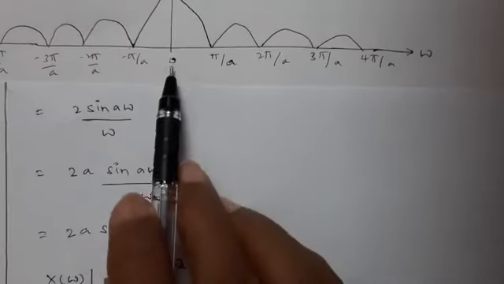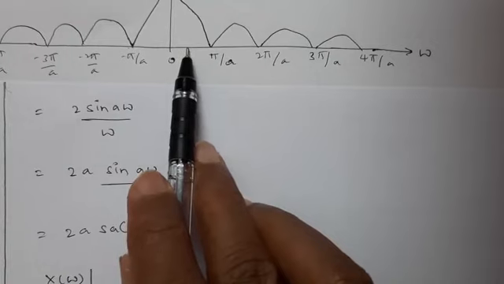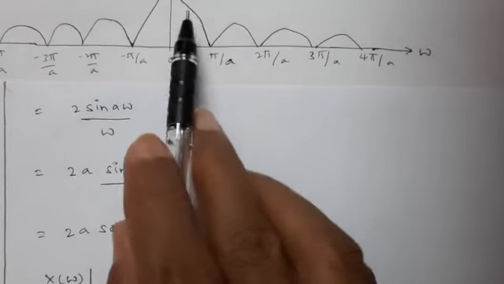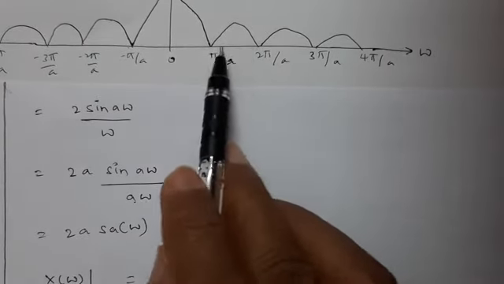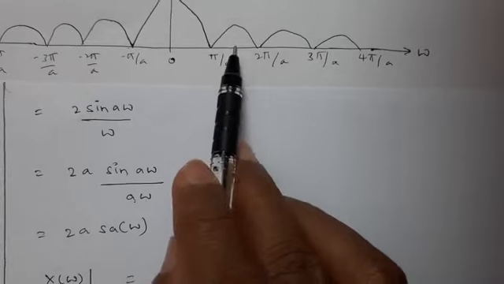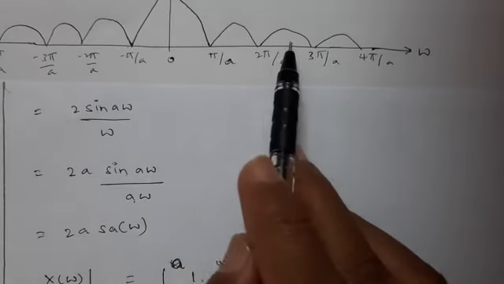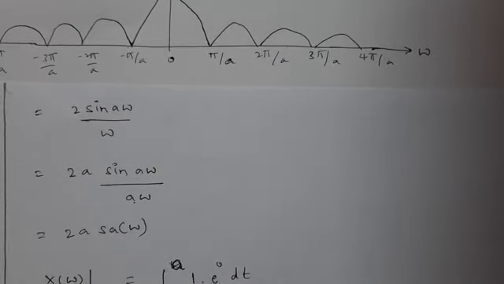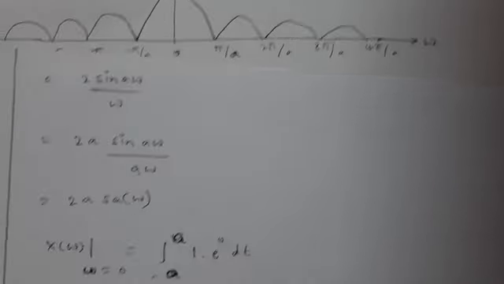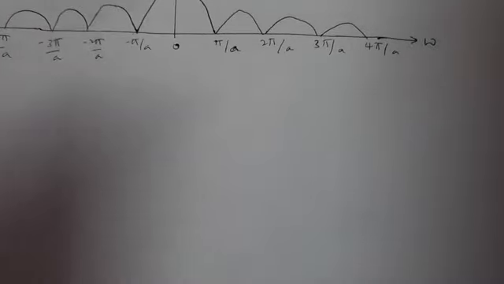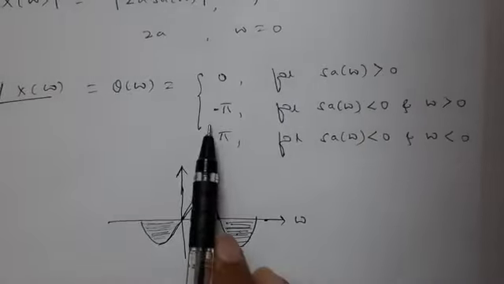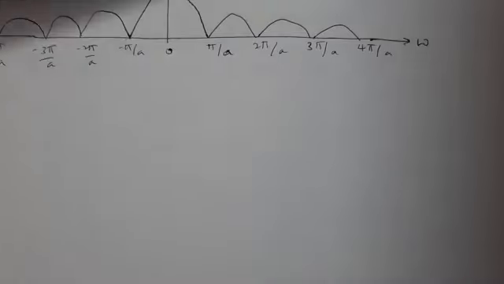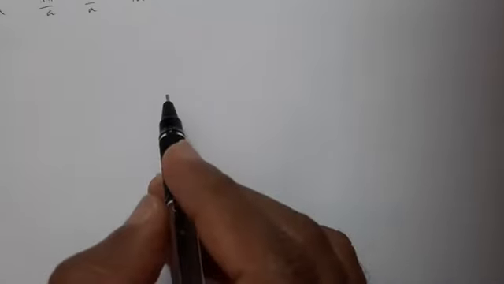So between 0 and pi, what do I get? Pi by 2. Sine pi by 2 is 1, so somewhere here. Similarly, go on plotting this, at sine 3 pi by 2, sine 4 pi by 2, and so on. Since it is magnitude, you get positive values. Similarly, the angle is minus pi for omega greater than 0 and plus pi for omega less than 0, meaning your angle varies between minus pi and plus pi.